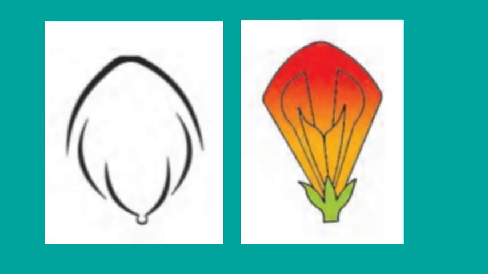Let's see the diagrammatic representation of vexillary estivation. In the picture, the large standard petal overlaps the 2 lateral wing petals. These 2 lateral wing petals overlap the 2 fused keel petals. For better understanding, check this diagram carefully.